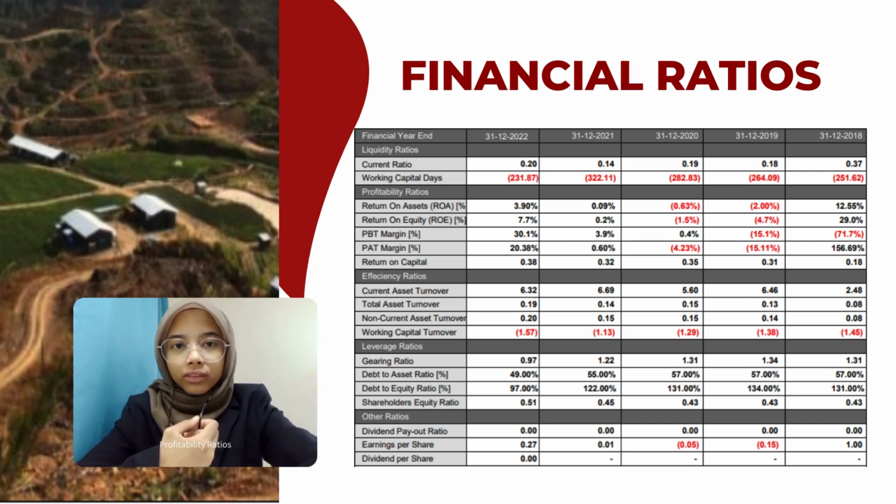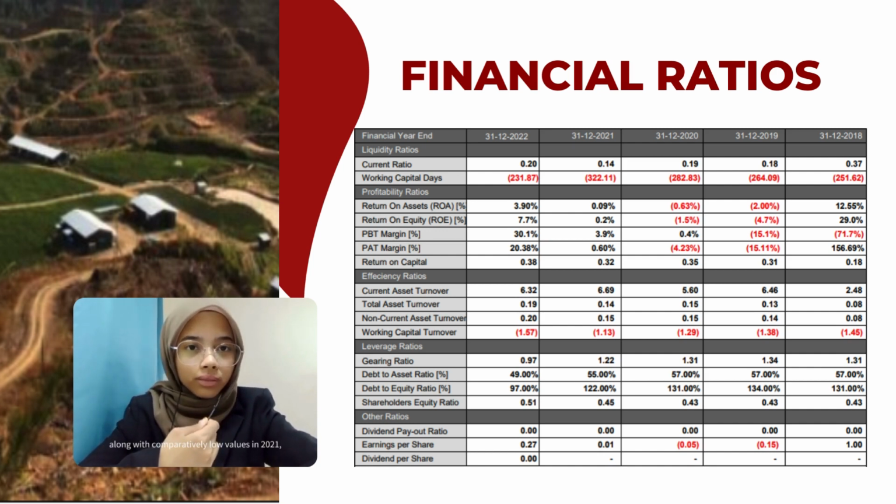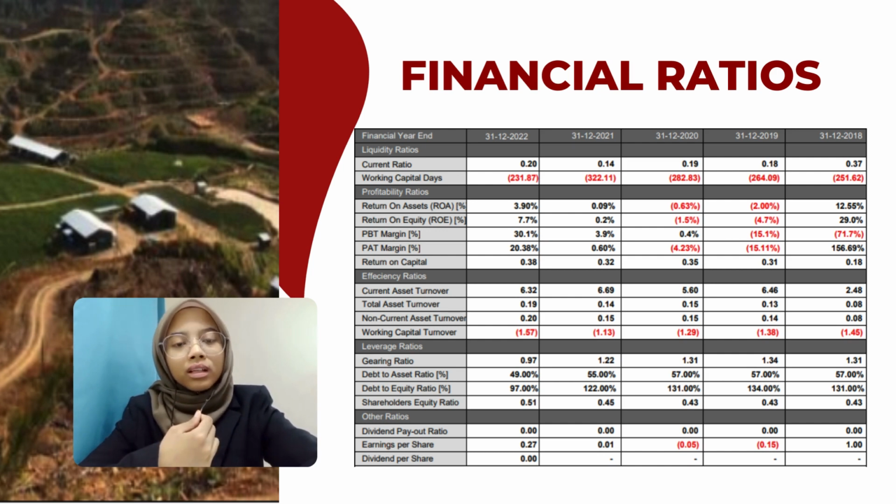Next is profitability ratios. The ROA displays a favorable growing pattern from 2019 to 2022, with 2022 showing a significant improvement. However, negative figures in 2019 and 2020 indicate past financial challenges. Return on equity (ROE) improved from 2021 to 2022, but negative values in 2019 and 2020, along with comparatively low values in 2021, reflect difficulties in providing returns to shareholders during those years.